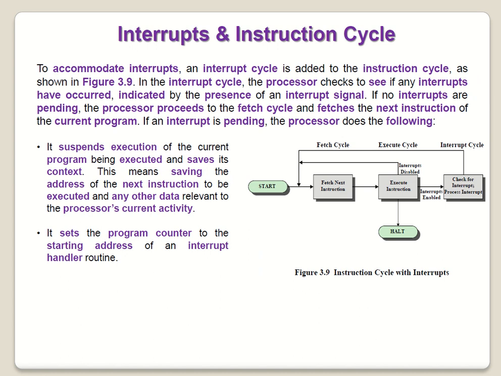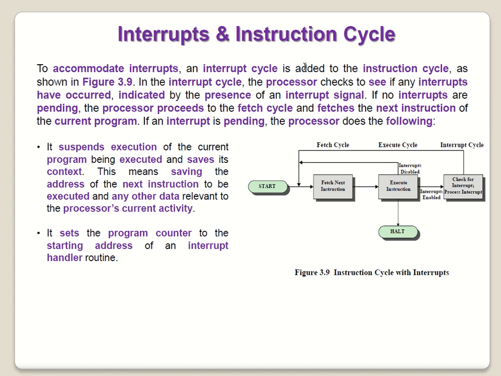In the previous video, part 1 of chapter 3, we saw the instruction cycle, is it? That cycle contains only two phases, fetch and then execute. That is the normal execution. But now we have interrupts. So we need to accommodate the interrupt. So an interrupt cycle is added to the instruction cycle. So we have the fetch cycle, the execute cycle, and the interrupt cycle. Now three cycles. Okay, fine.